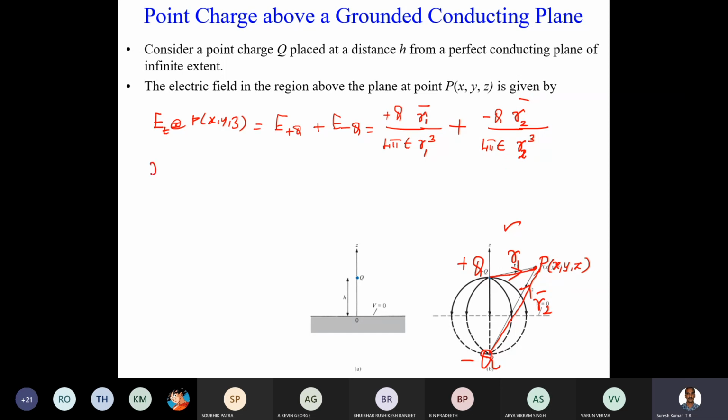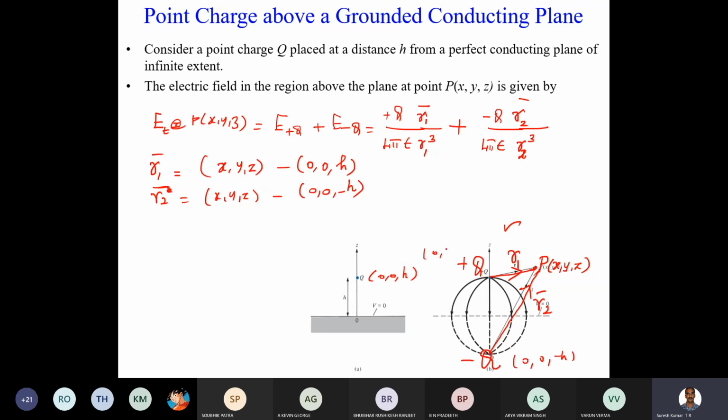This clear? Now let us write the equation for the R1 vector. R1 vector is the endpoint minus the starting point, or the field point minus the source point. The field point is x, y, z. Where is the source? I have not defined it. Assume that x is 0, y is 0, z is h, so the point is 0, 0, h. So it is along the z axis. So R2 vector equals x, y, z minus 0, 0, minus h. So this is at 0, 0, minus h, and this is at 0, 0, plus h.